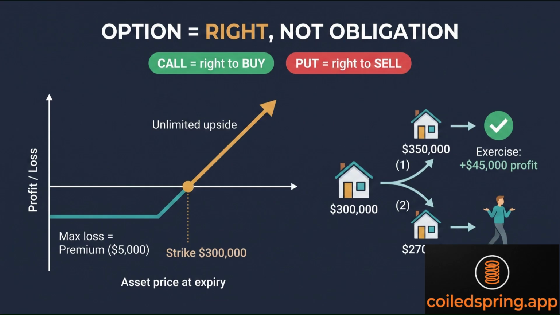But if prices fall to $270,000, you simply walk away. You don't buy. You lose only the $5,000 you paid up front. Nothing more. That asymmetry, limited loss, uncapped upside, is the structural advantage of options. And it's the foundation of everything we'll build in this course.